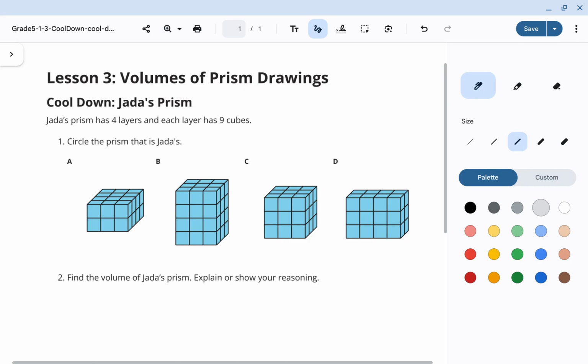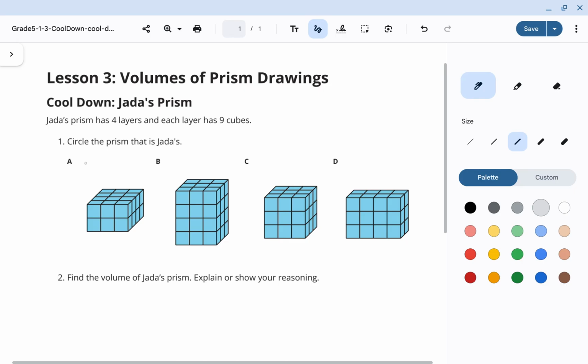In this cool down, we are thinking about the volumes of prisms. Particularly, we are trying to find Jada's prism. Jada's prism has 4 layers, and each layer is made of 9 cubes. That is the clue to finding her prism.